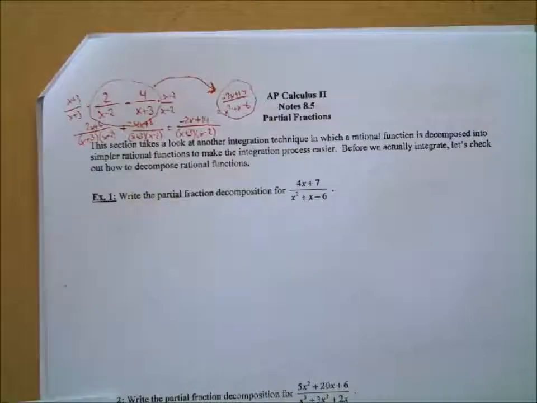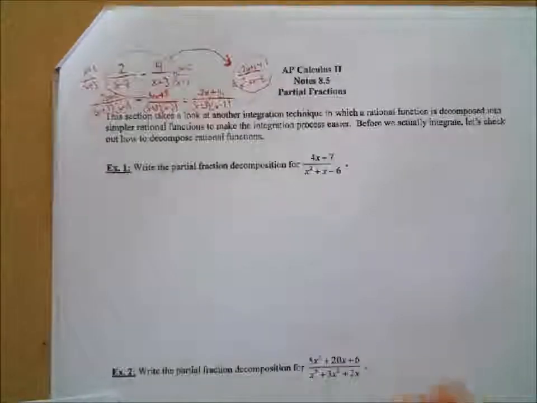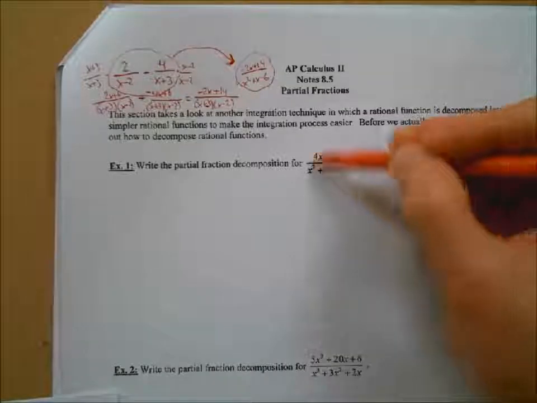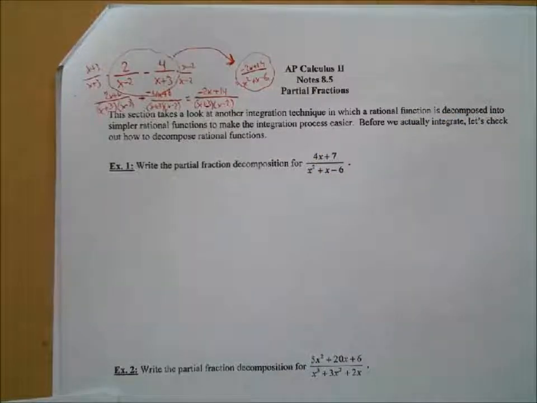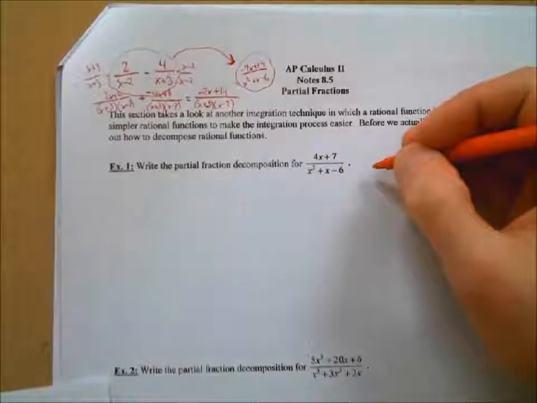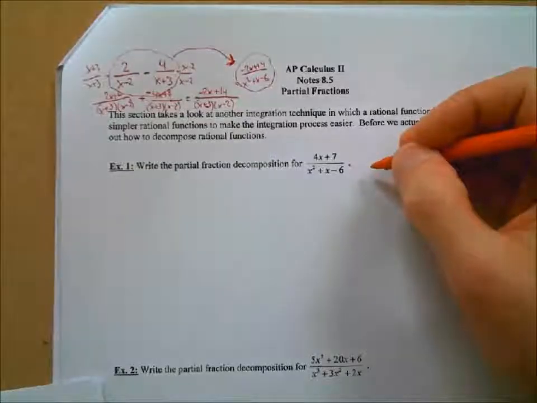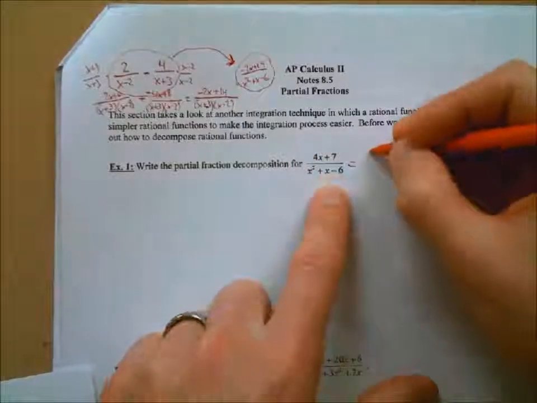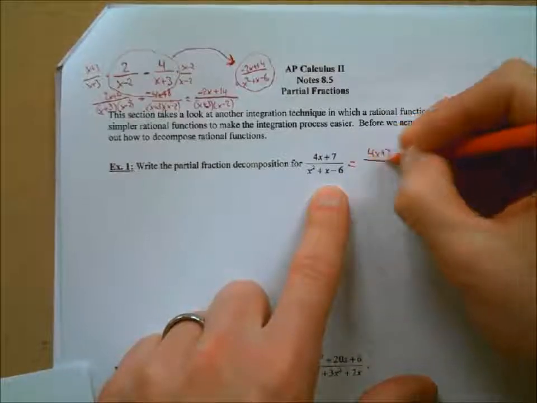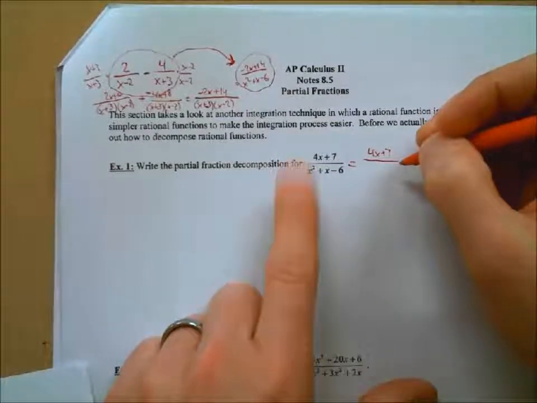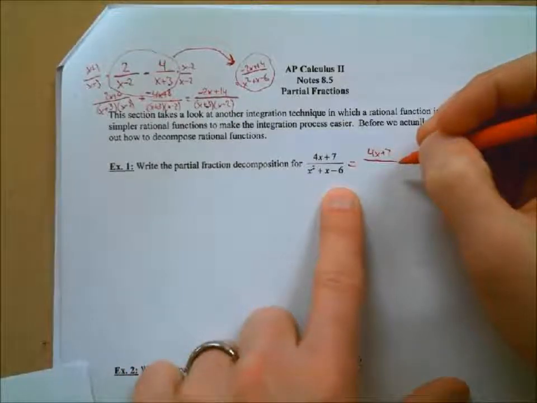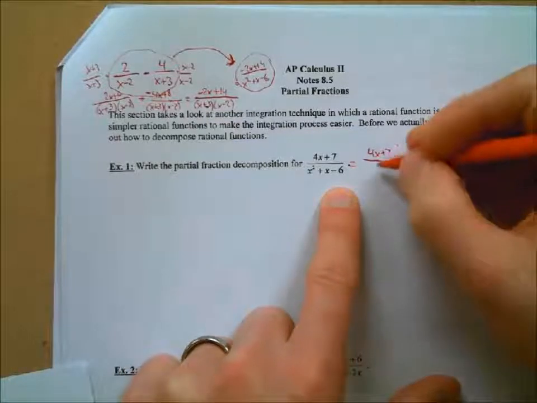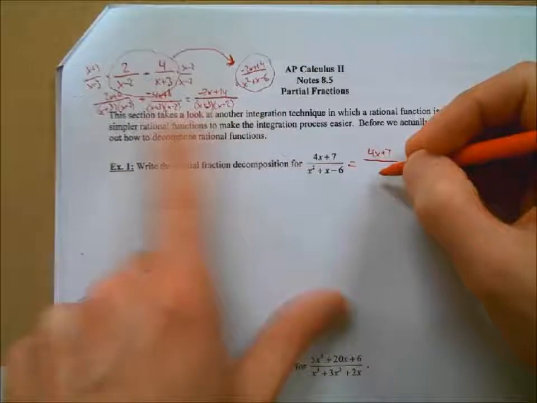Again, we're not going to be worrying about the calculus right now. We're just going to take this single fraction and decompose it into two or more fractions. The first thing we've got to do is figure out how many fractions we're going to decompose it into. If we look at our fraction right here, we can rewrite our denominator, x squared plus x minus 6, so we're going to have the same denominator as we did over here.